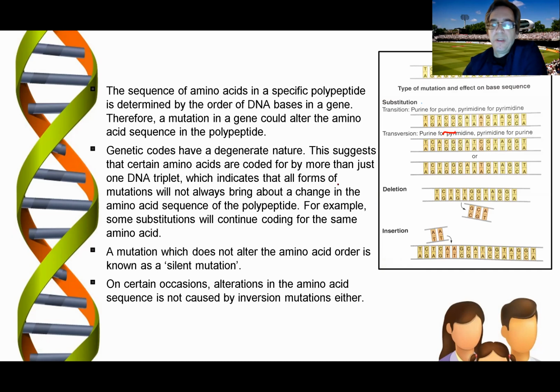So it's important to remember the sequence of amino acids is determined by the order of DNA bases in a gene. Therefore, one mutation in a gene can alter that amino acid sequence in the polypeptide. So a chemical change. Now, genetics tends to have a degenerate nature, which means that certain amino acids are coded for by more than one DNA triplet. I showed that on the last table. So it doesn't necessarily mean there will be a change, just that there could be. And some mutations don't actually alter the amino acid. These are called silent.